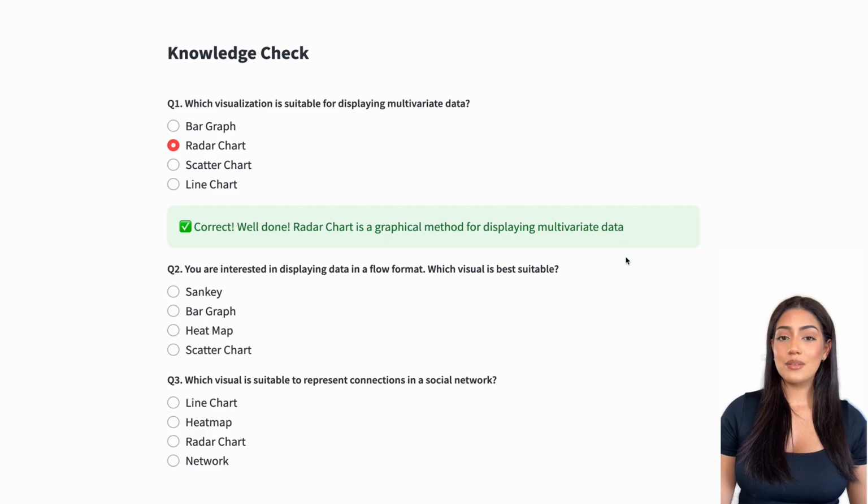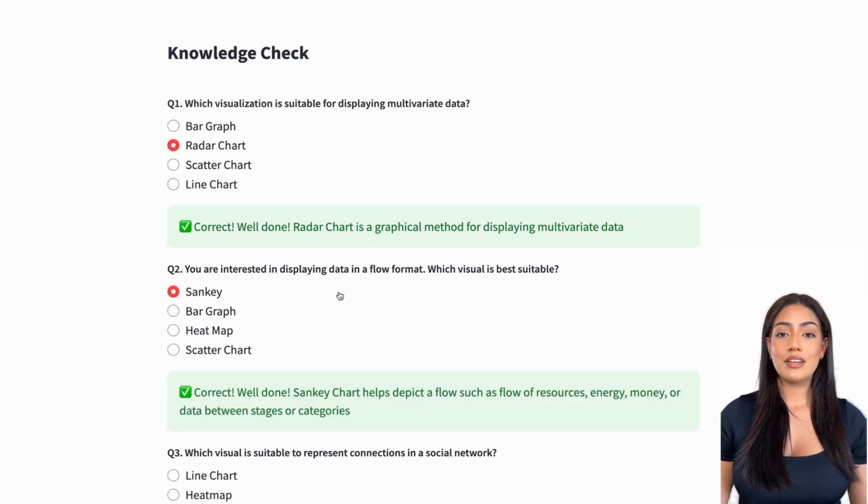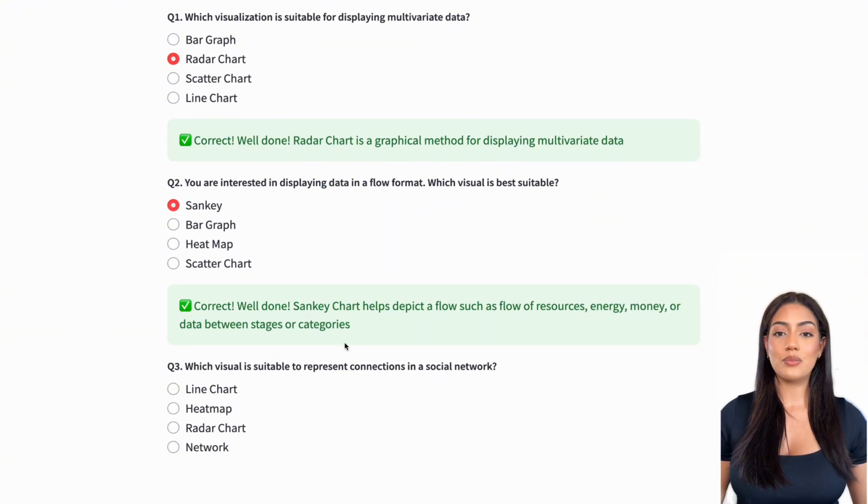Now let me move to the second question. You are interested in displaying data in a flow format. Which visual is best suitable? Let me give you a few seconds to think and a hint. The hint here is flow format. I am sure you will get this. Okay, let me reveal the answer. Correct answer is Sankey chart. It helps depict a flow such as flow of resources, energy, money, or data between stages or categories. I hope you got that right.